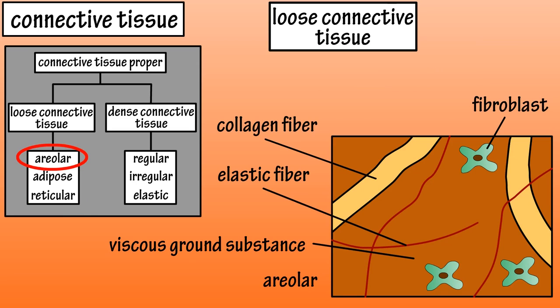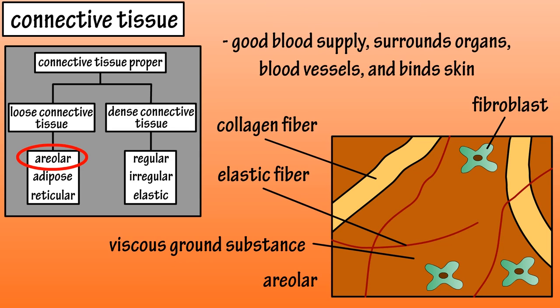There are three main types of loose connective tissue. Areolar connective tissue has a viscous ground substance with both collagen and elastic protein fibers. It is highly vascularized, meaning it has a good blood supply, and it contains a large number of fibroblast cells, which produce many components of the extracellular matrix. It surrounds certain organs and blood vessels and binds skin.